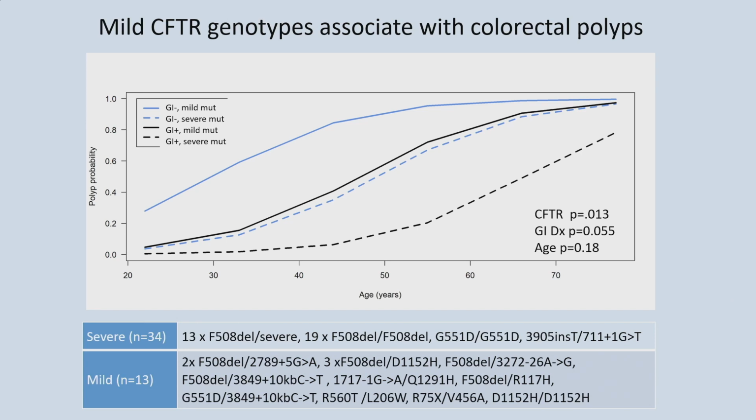We have done a logistic regression modeling to look at the variables predicting the risk of polyps. Here, the solid lines are for mild mutation with or without GI condition, and the dotted lines are for severe mutation with or without GI condition. We found that sex, CFTR modulator treatment, abdominal pain, and inflammation on histology had no significant effect in our cohort.